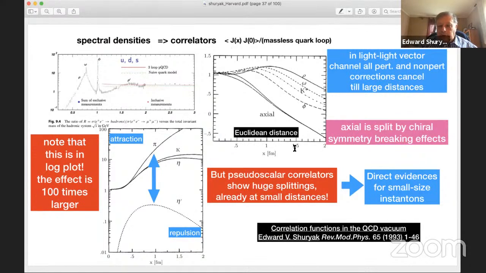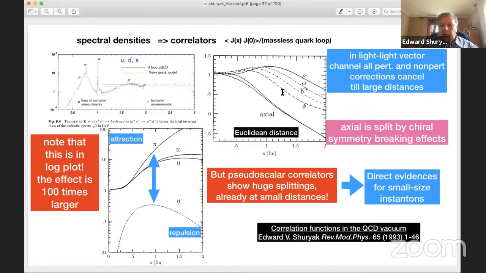In the 90s, I wrote a paper in Reviews of Modern Physics clarifying all these correlation functions with different quantum numbers. And they can be calculated directly from experiments. This is e+ e- annihilation into all hadrons. This is the spectral density, as it is called. The integral of the spectral density can be written as a function of distance, continued to Euclidean space, and it gives these curves. So all of this is experimental, you might say.